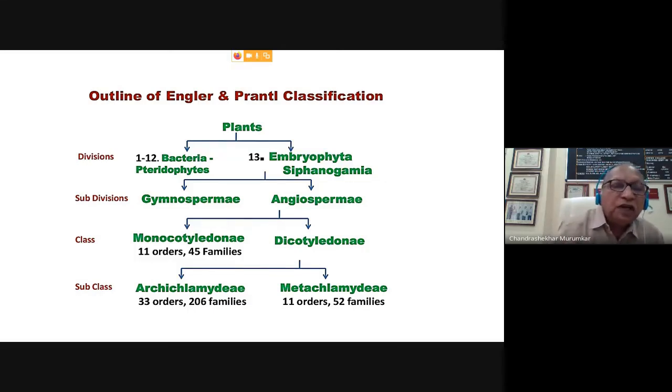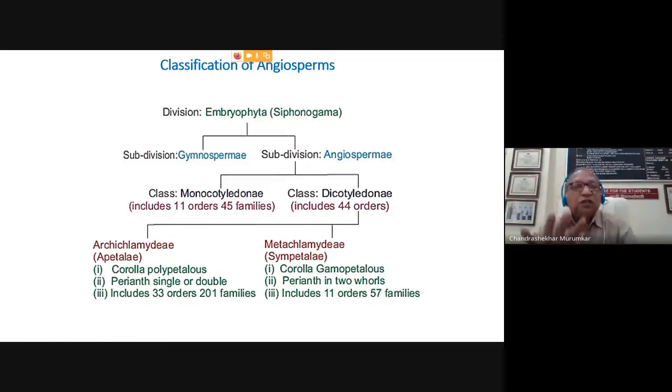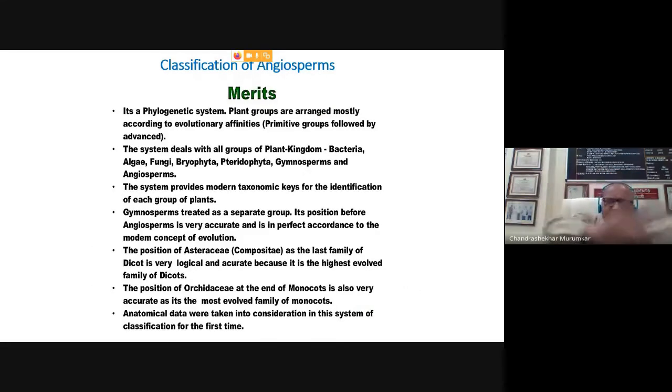In monocots, it had 11 orders and 45 families, whereas in the Bentham and Hooker system of classification, monocotyledons had only 7 series. This is a broad distribution, the way we would like it in the form of a dichotomous chart. I have written only the characters: the corolla is polypetalous, the perianth is single or double, and it includes 33 orders and 201 families together. Whereas in the other group, the corolla is fused, the perianth is always in two whorls, and it has almost 57 families.